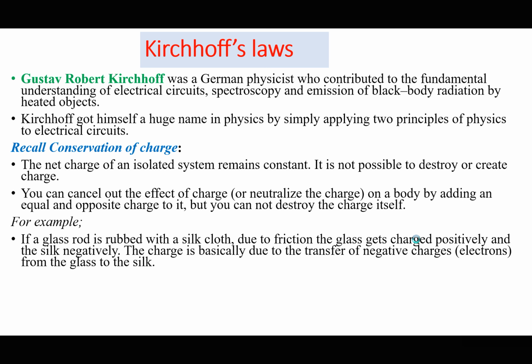So for example, if a glass rod is rubbed with a silk cloth, due to friction, the glass gets charged positively because it loses the electrons, and the silk negatively because it gains the electrons. So the charge is basically due to the transfer of the negative charges, that is the electrons, from the glass to the silk. So during rubbing of a glass rod on a silk cloth, the friction is going to cause the glass to get charged positively because it's losing electrons, and the silk negatively because it's gaining electrons.